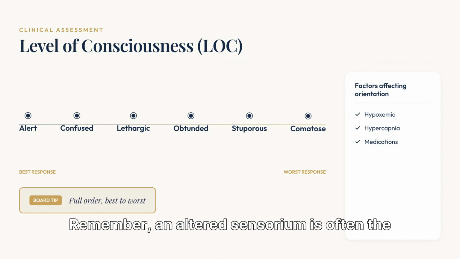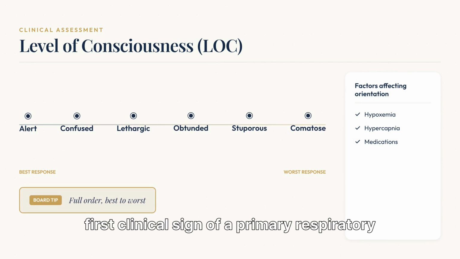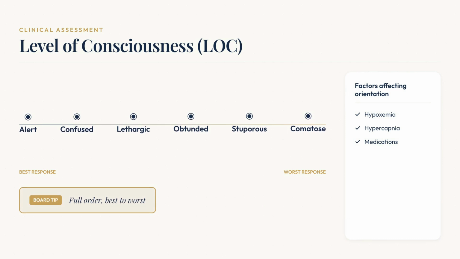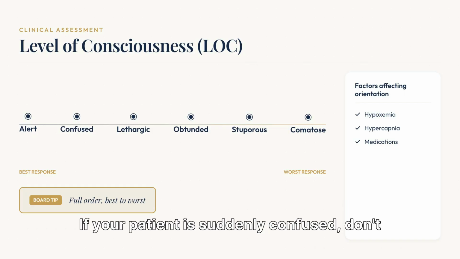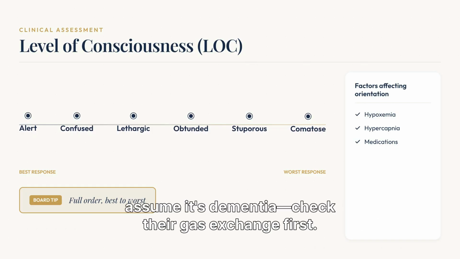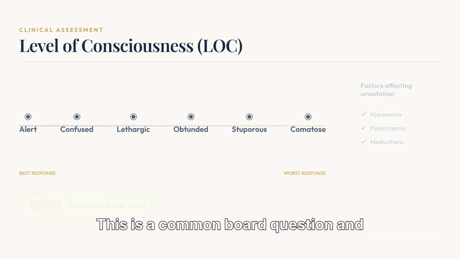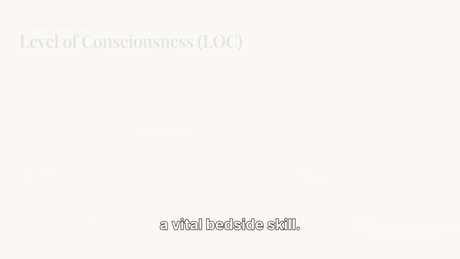Remember, an altered sensorium is often the first clinical sign of a primary respiratory problem. Hypoxemia, hypercapnia, and acid-base disturbances all cloud the mind. If your patient is suddenly confused, don't assume it's dementia. Check their gas exchange first. This is a common board question and a vital bedside skill.